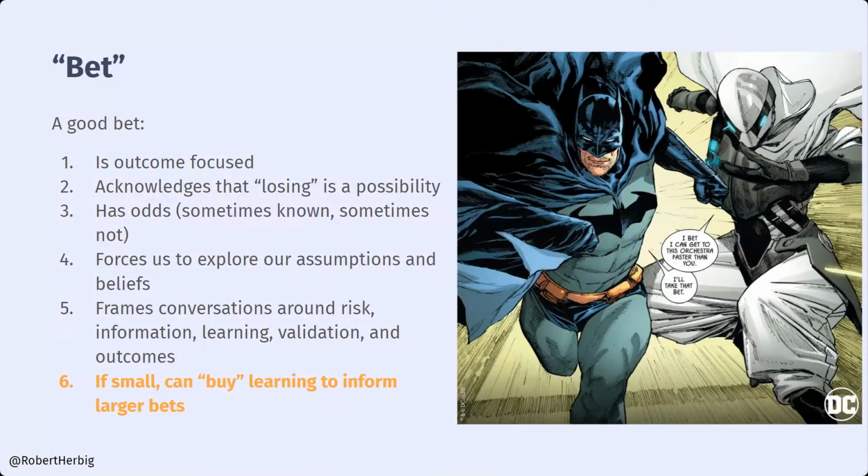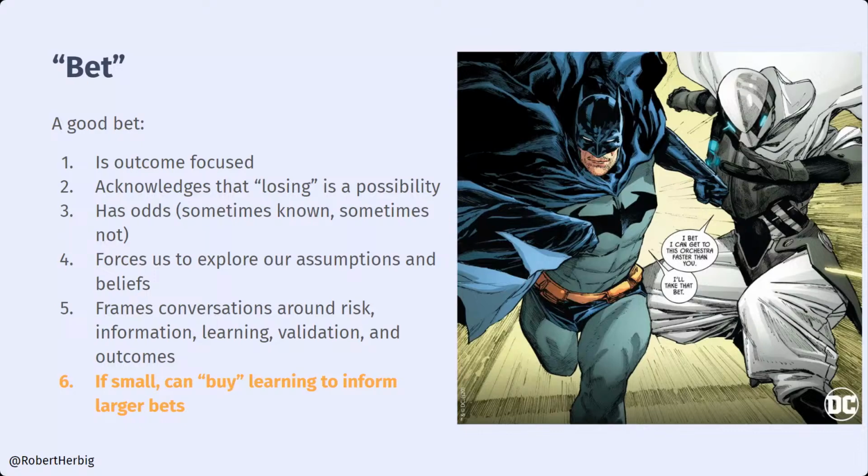And finally, this is important, a bet that is small can buy learning to inform a larger bet. If you've ever heard of build to learn versus build to earn, hat tip to Jeff Patton there, who I learned that from, this is that same concept. And so bets don't have to be gigantic. They don't have to be all in, right? Betting the entire house. You can make small bets. Those inform the big ones.